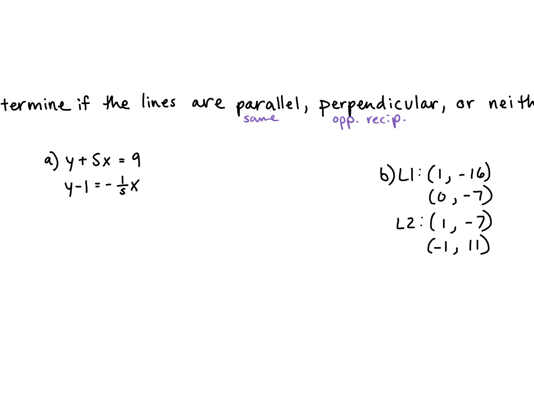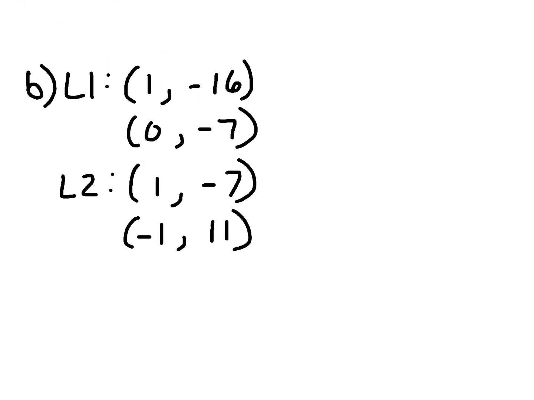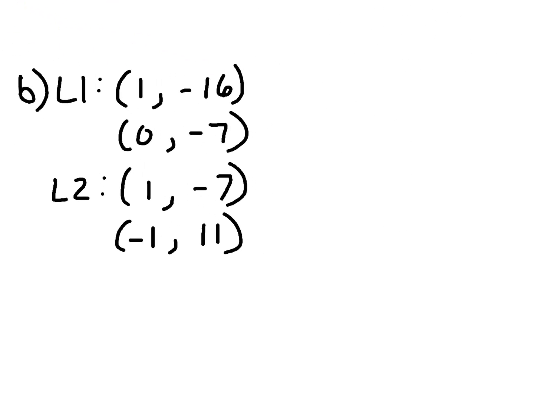This is kind of asking for the same thing, but the questions are just written a little bit differently. One gives us the lines as an equation. The other one gives us the lines as 2 points. So let's look at B. Let's find the slopes. How would we find the slope between 2 points? What would we need to do?